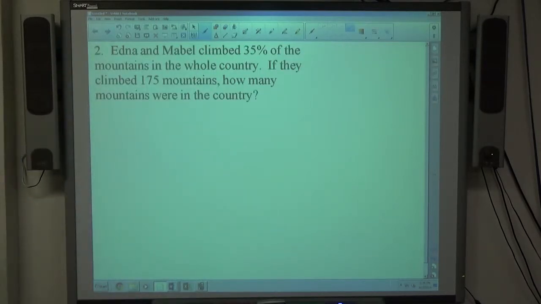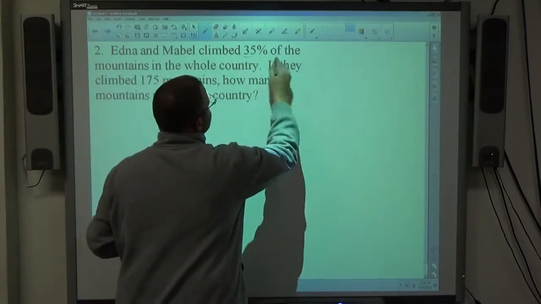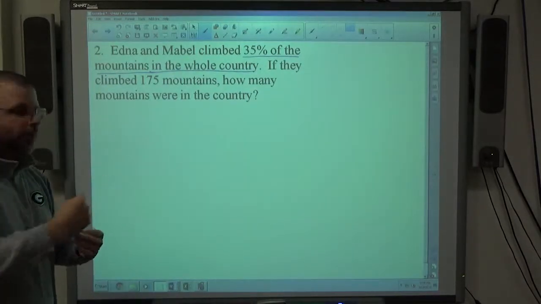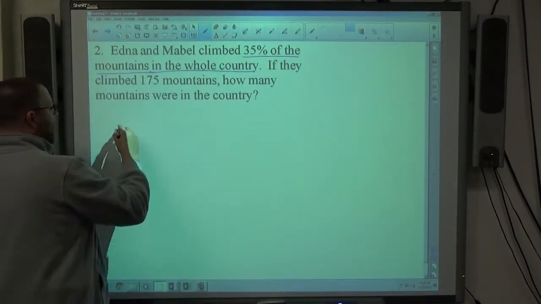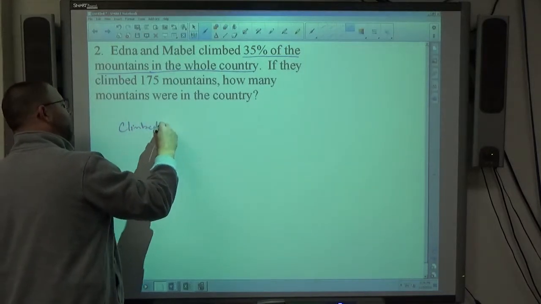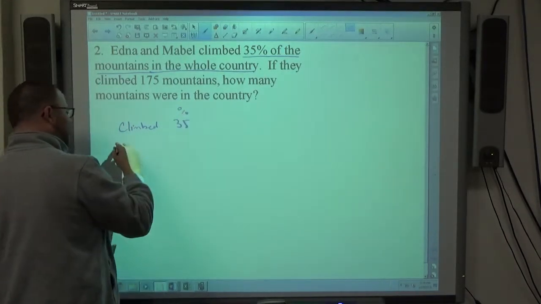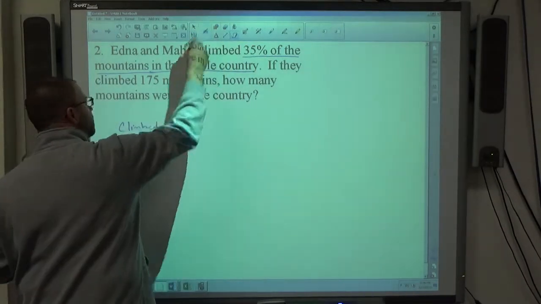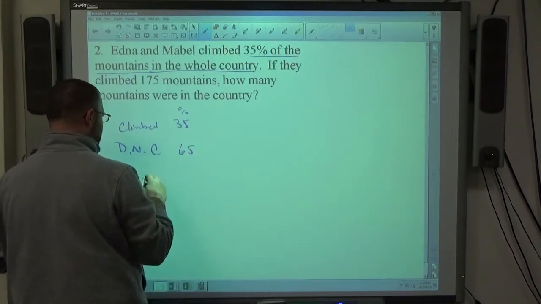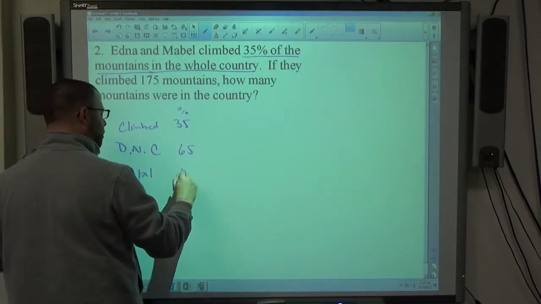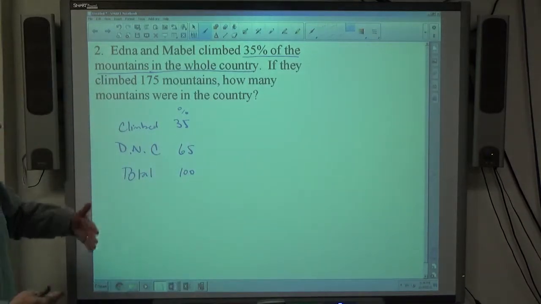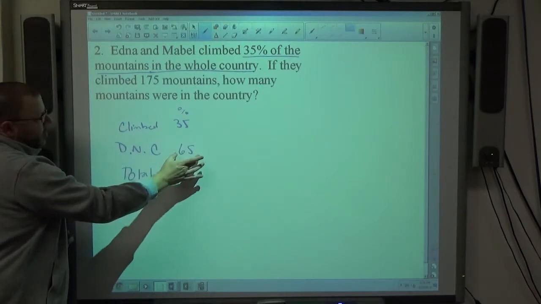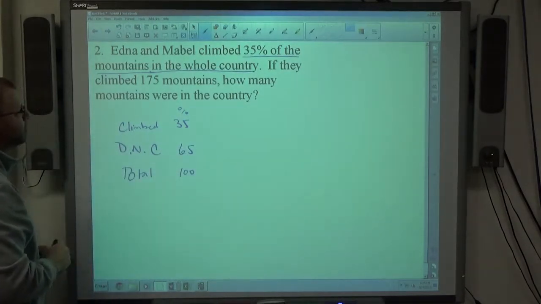Number 2, Edna and Mabel climbed 35% of the mountains in the whole country. So 35% of. Now this is a part-whole situation. So they climbed 35%. They did not climb 65% for a total number of mountains of 100%. So, you know, anytime they give you the percent that happened, there's always the percent that didn't happen. So 35% happened, 65% didn't happen for a total of 100%.